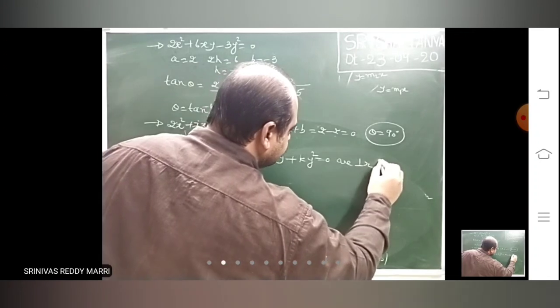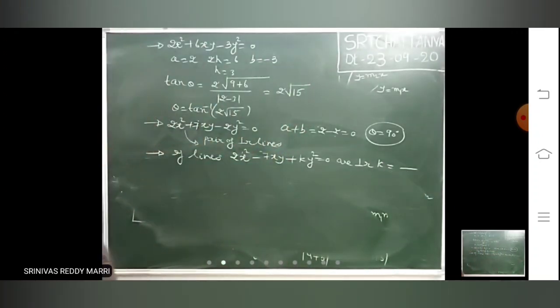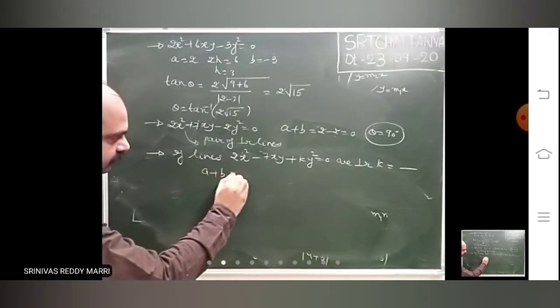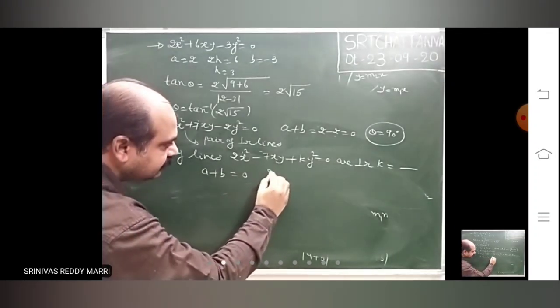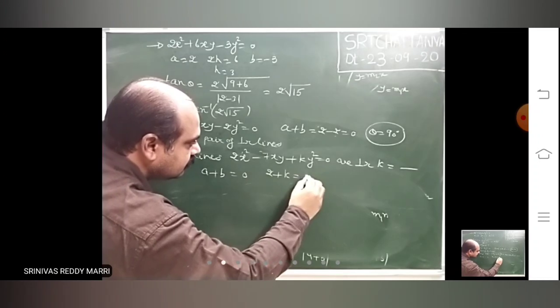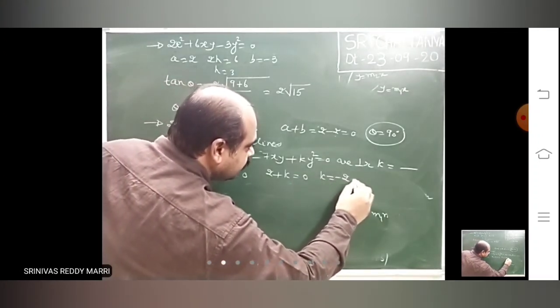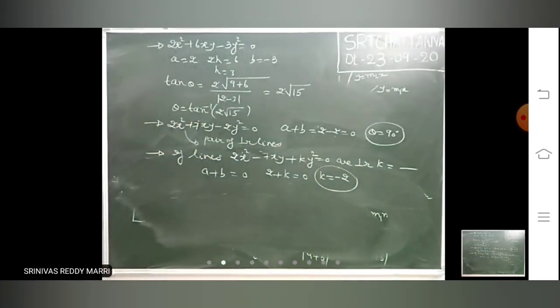Lines are perpendicular, a equal to dash, let us say. That means a plus b equal to 0. A plus b equal to 0 means 2 plus k equal to 0. That means k equal to what? Minus 2. k equal to minus 2. Like that, the perpendicularity condition, we will use in a number of problems. This one, perpendicularity condition of pair of lines.